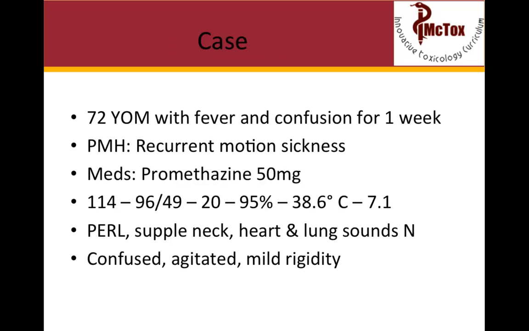You have a 72-year-old male who comes to your ED with a 1-week history of fever and increasing confusion. The only medication he is taking is promethazine, and he is otherwise healthy. His exam reveals a confused elderly man with mild rigidity in his extremities, but no signs of meningitis. The heart rate is elevated, as is his temperature at 38.6. Your question to think about is, how would you approach this patient?